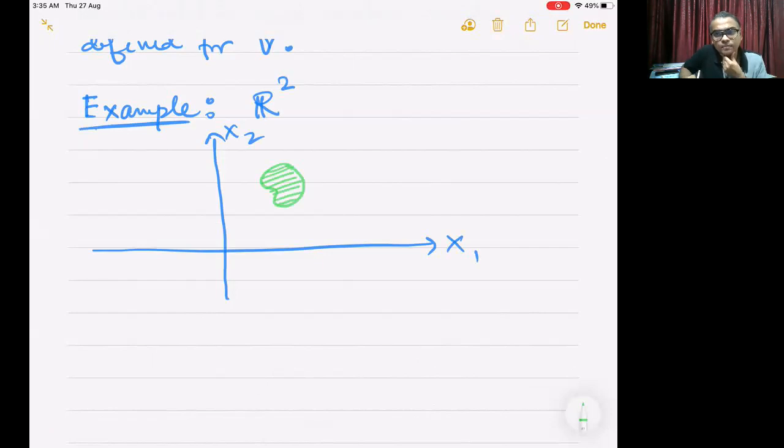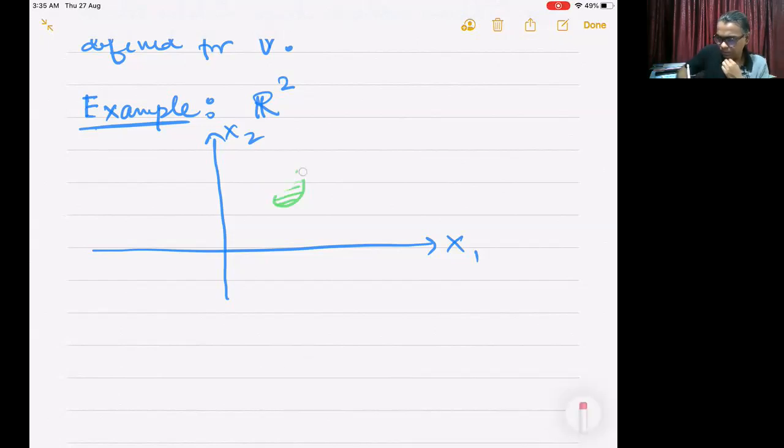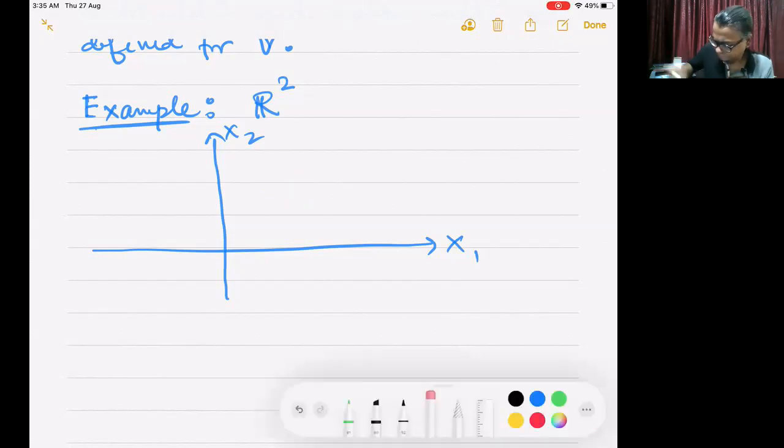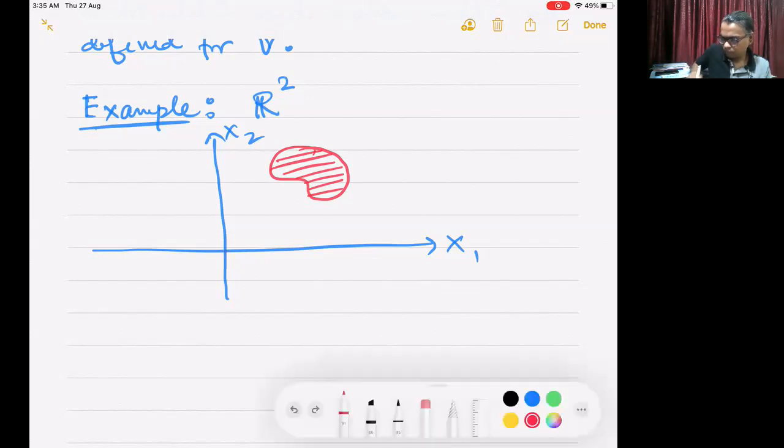Is that a subspace? It is a subset, all right, but it is not a subspace. Therefore I'm going to use a different color, red, to denote a set that is not a subspace. This is not a subspace. Why? A subspace has to be a vector space, and a vector space must have an additive identity, which is 0. 0 is here, this is the origin. This is not there in this set. So it's not a subspace.